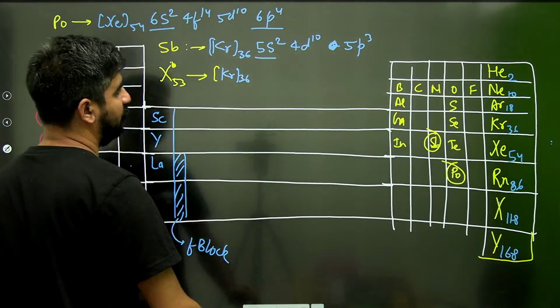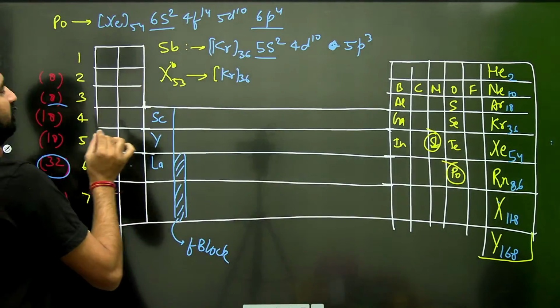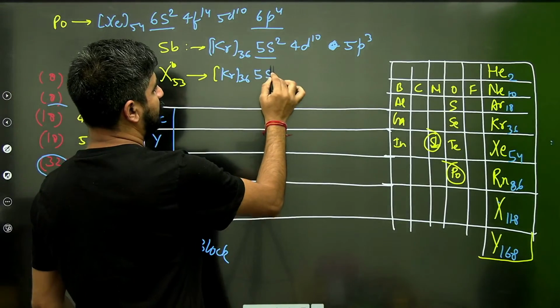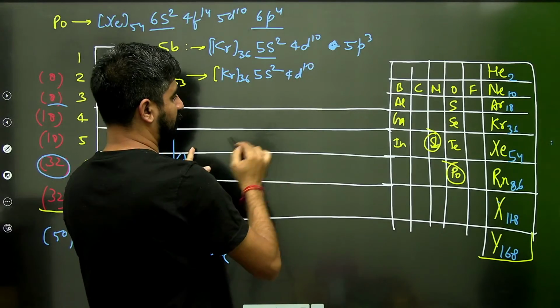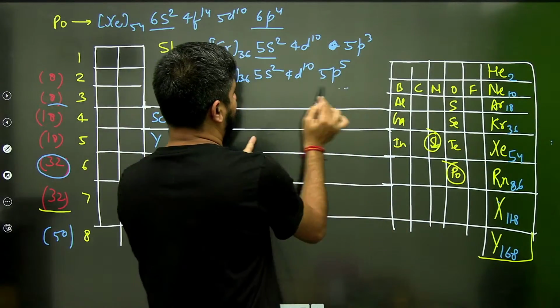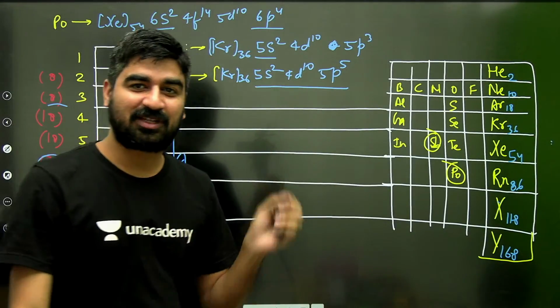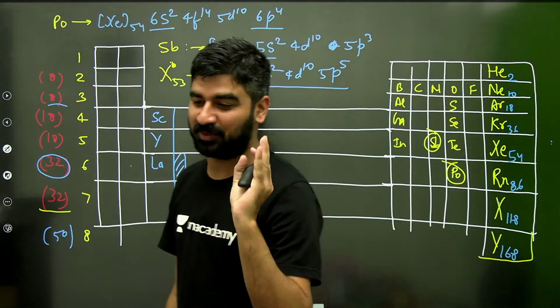36. Then because it belongs to the fifth period, 5s2, and after 5s2 I will write 4d10, and after 4d10 I will write 5p5. So guys, without even knowing the element, I wrote its configuration.